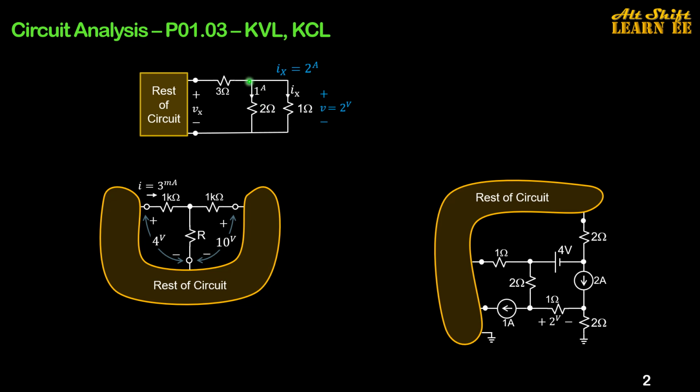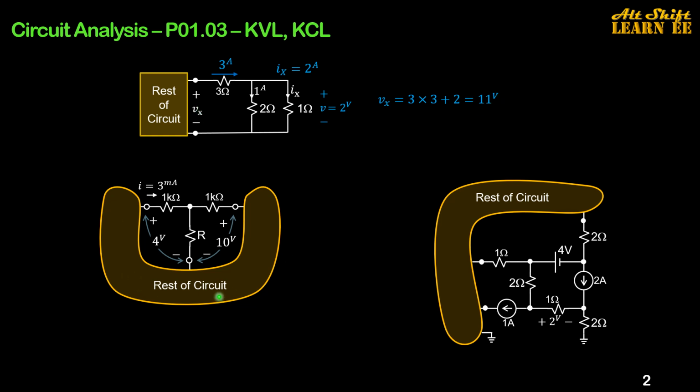The KCL equation at this node gives the current passing through this 3 ohm resistance as the sum of 1 amp plus 2 amp. Hence there is 3 amp current passing through this 3 ohm resistance. So the voltage across this 3 ohm resistance will be 9, and 9 plus 2 gives Vx as 11 volts.